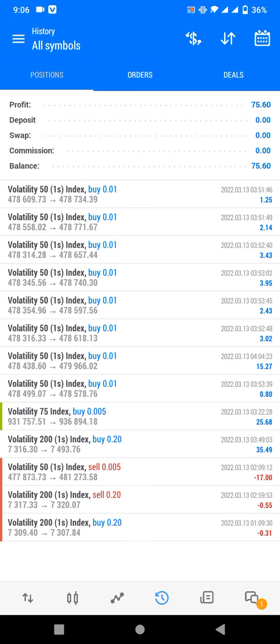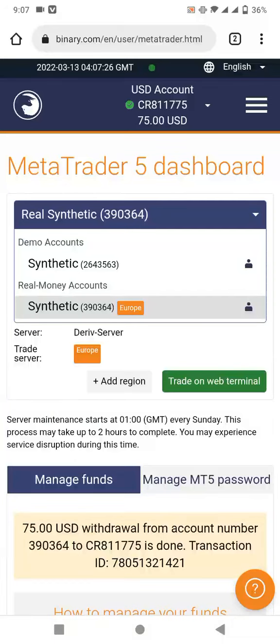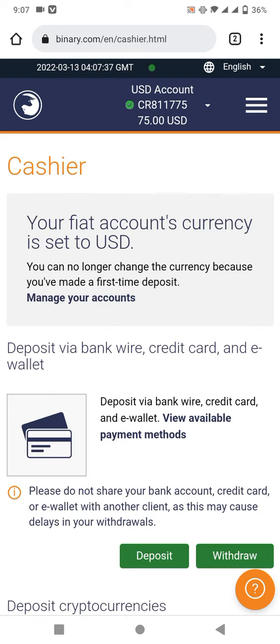So now it's time to take the withdrawal on this account. So let's go and check the Binary website and make the withdrawal from a $75 account. And here is the $75 withdrawal from my account. And now it's time to open the cashier. And now click on withdraw.